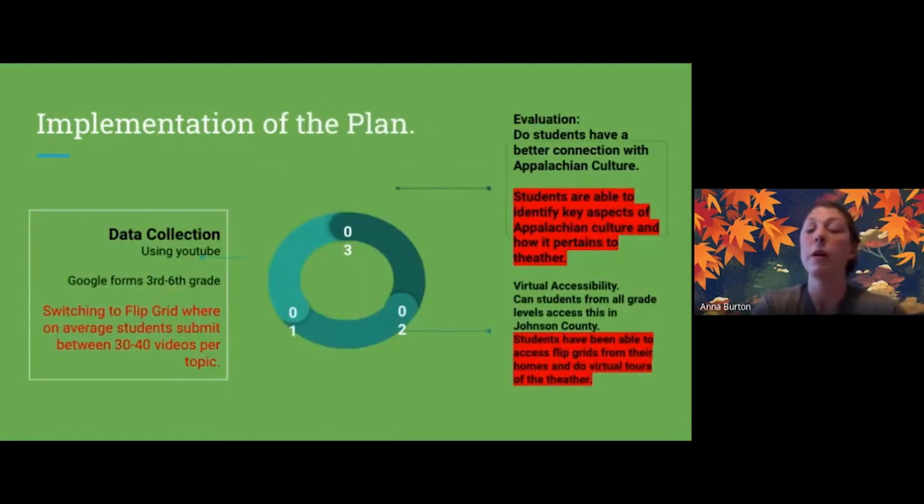All right, so here's the implementation of the plan. We have our data collection, which originally, as you can see, was using YouTube and Google Forms from 3rd and 6th grade. Now, we did do the Google Forms. We got back about 80%, which I thought was pretty good participation, talking about what they would be interested in learning, what kind of folk stories they could tell, what information they could give me, basically finding a baseline for what they knew about theater.